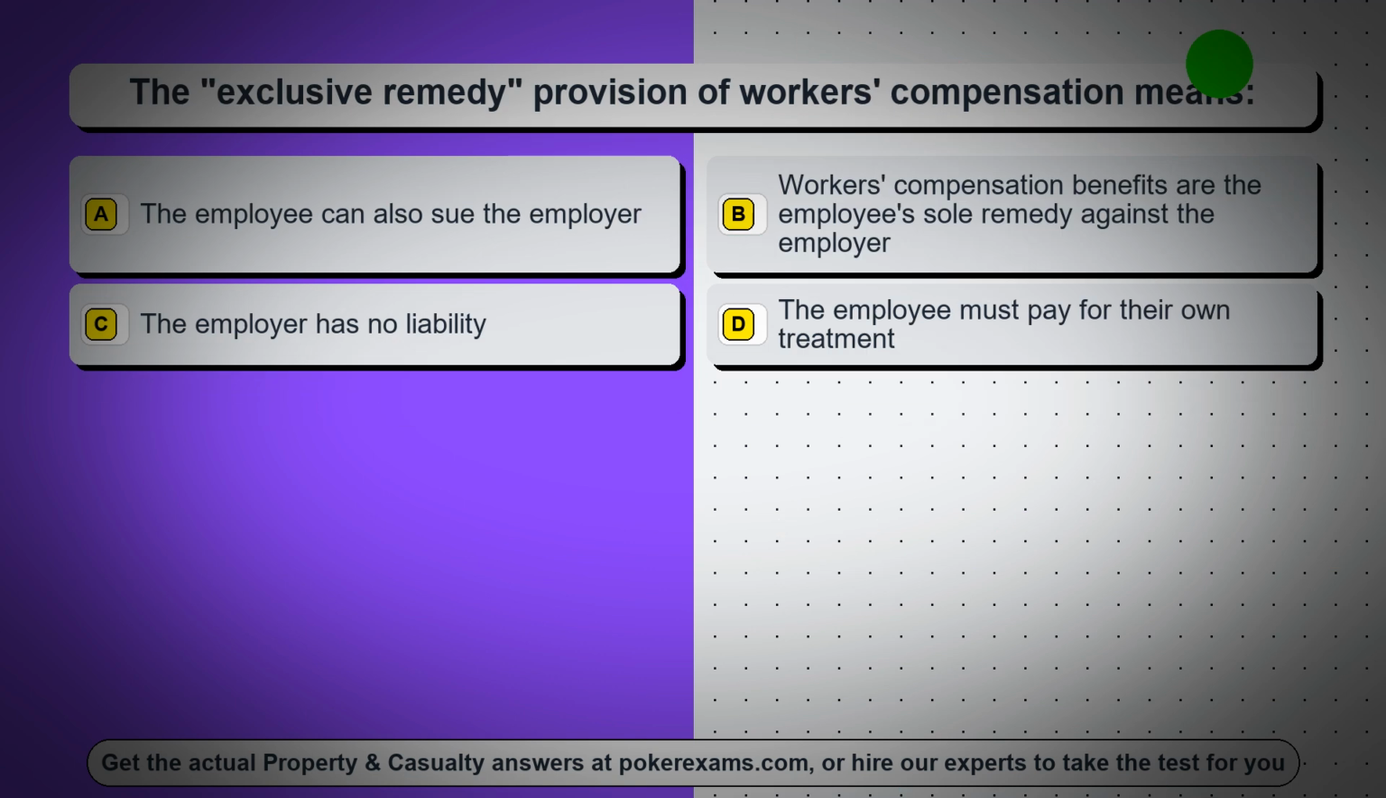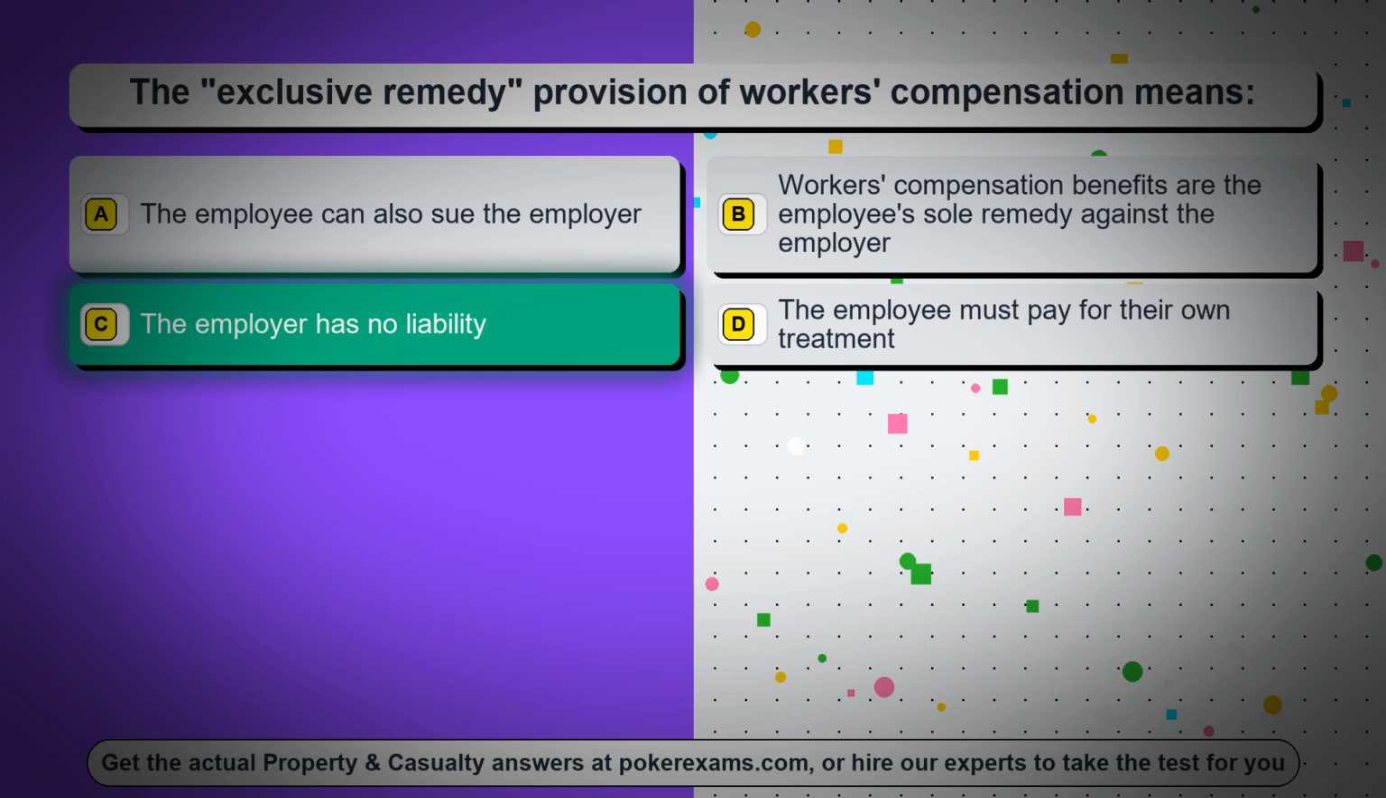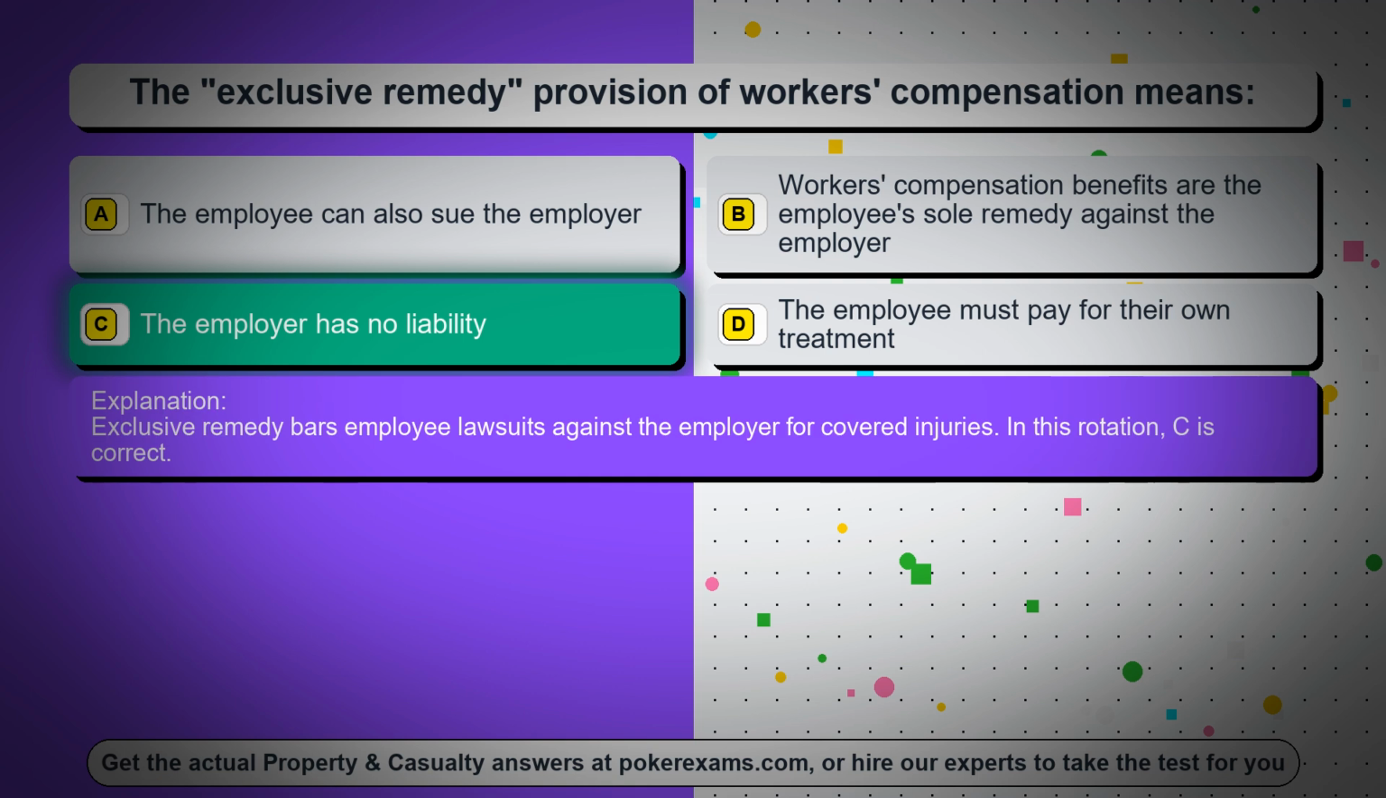Question 69. The exclusive remedy provision of workers' compensation means: Option A, the employee can also sue the employer. Option B, workers' compensation benefits are the employee's sole remedy against the employer. Option C, the employer has no liability. Option D, the employee must pay for their own treatment. The correct answer is option C, the employer has no liability. Exclusive remedy bars employee lawsuits against the employer for covered injuries. In this rotation, C is correct.